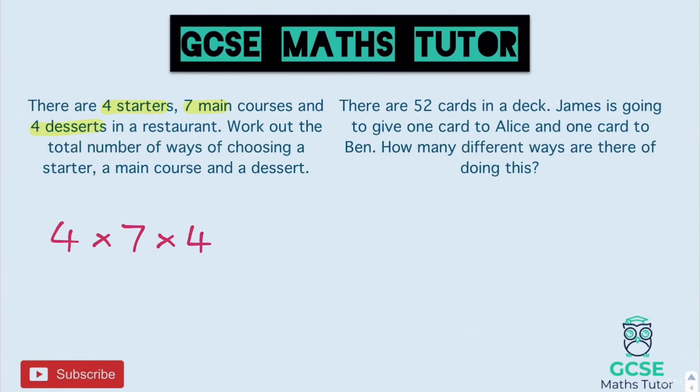And that's going to give us 112. There we go. So we've got 112 different ways of choosing from this particular menu. There we go, and there's our final answer.